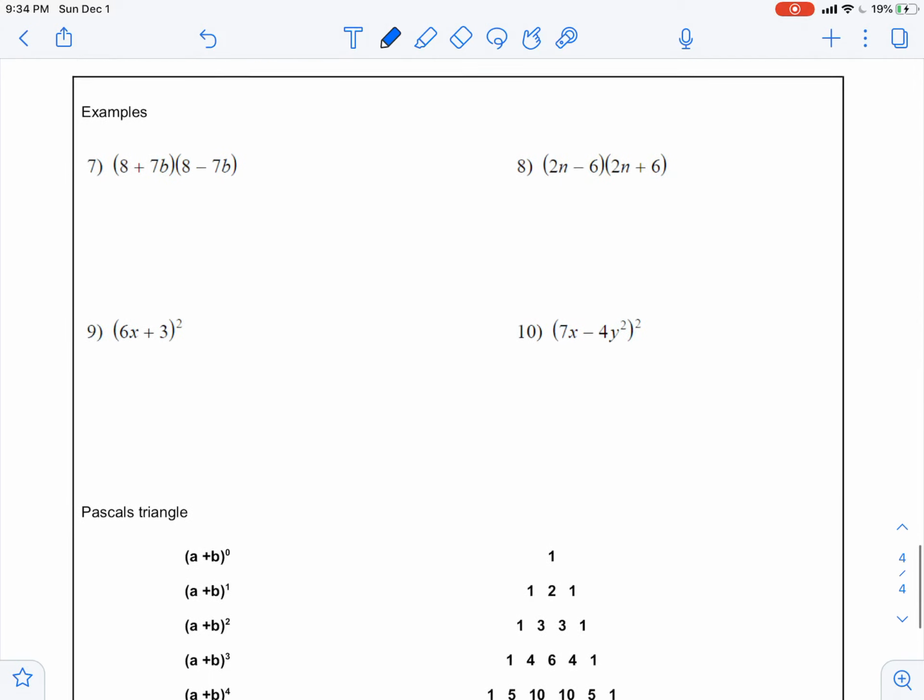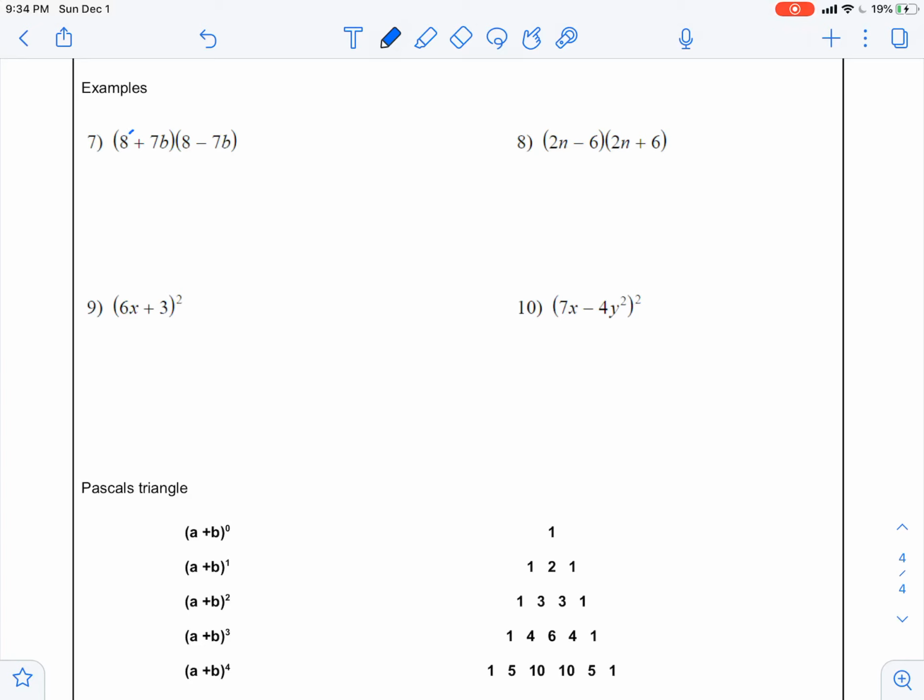So here's an example down here. If I multiply these, I'm going to get 8 times 8 is 64. So that's first, outside, inside, the plus 56b, and then your last, in this case, is a negative 49b squared. And again, these are going to cancel, and I get 64 minus 49b squared. So if you recognize those as conjugates, you really can skip the middle piece, just skip it.